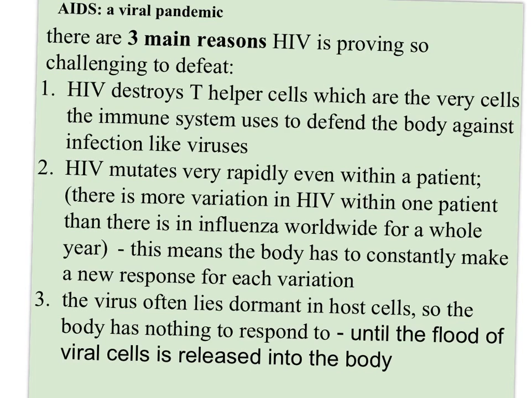There are three main reasons why HIV has proven so challenging to defeat, either to come up with a cure or a vaccine for it. One is because HIV destroys T helper cells, which are the very cells the immune system uses to defend the body against infections like viruses. Secondly, HIV mutates very rapidly even within a patient. There is more variation in HIV within one patient than there is in influenza worldwide for a whole year. This means each individual body has to constantly make a new response for each variation.